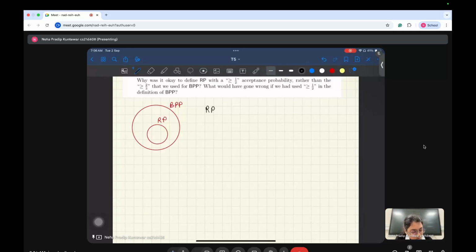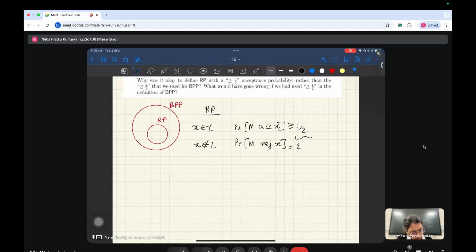So how did we define this RP? If x is in the language, then the probability that M accepts x is at least half, and if x is not in the language, then the probability that M rejects x is equal to 1. Let's say I'm not very happy with this half probability. What we'll do is run this machine M again.